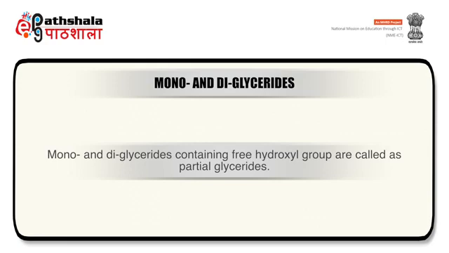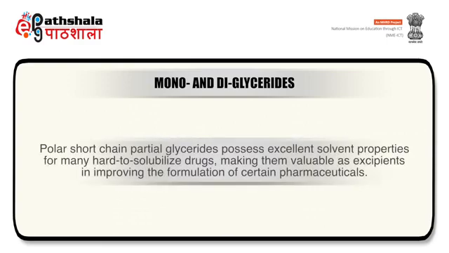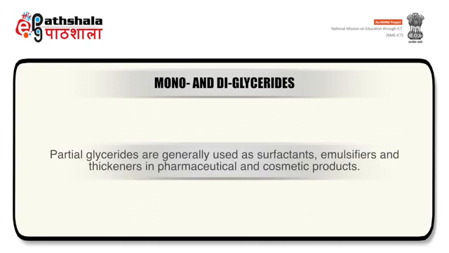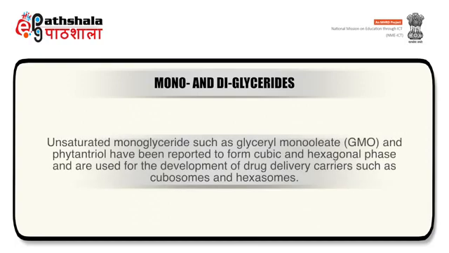Mono and diglycerides containing a free hydroxyl group are called partial glycerides. Polar short chain partial glycerides possess excellent solvent properties for many hard to solubilize drugs, making them valuable as excipients in improving the formulation of certain pharmaceuticals. Partial glycerides are generally used as surfactants, emulsifiers and thickeners in pharmaceutical and cosmetic products. Unsaturated monoglycerides such as glyceryl monooleate, also called GMO, and phytantriol have been reported to form cubic and hexagonal phases and are used for the development of drug delivery carriers such as cubosomes and hexasomes.